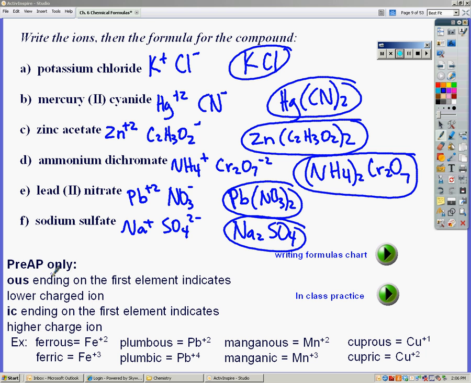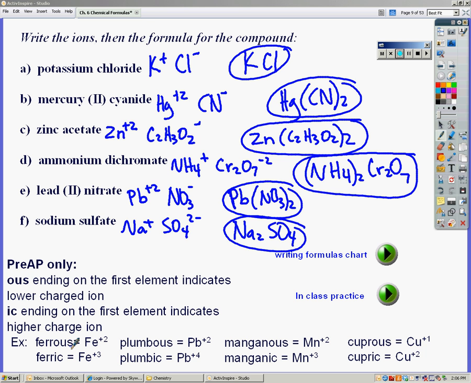And then down here for pre-AP, there's the old way of naming, where the newer way has you write Roman numerals to indicate which ion you're dealing with. An older version has you actually change the name. So this iron could be called iron Roman numeral 2, or it's also called ferrous.